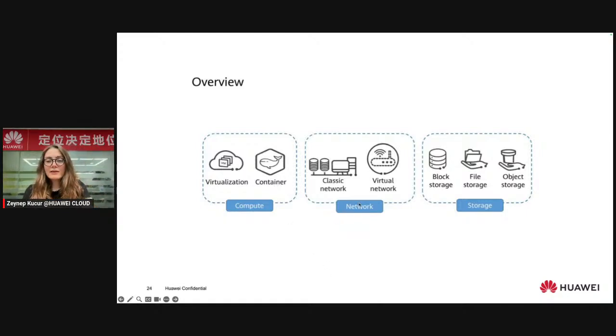Networking products, on the other hand, include traditional networks and virtual network technologies. Network services provide resource connectivity and isolation, such as data center networks and campus networks. On the cloud, virtual machines use virtual networks. For example, in Huawei, virtual private cloud. Those have a logical topology similar to that of traditional networks. The third one is storage. Storage includes block storage, file storage, and object storage.